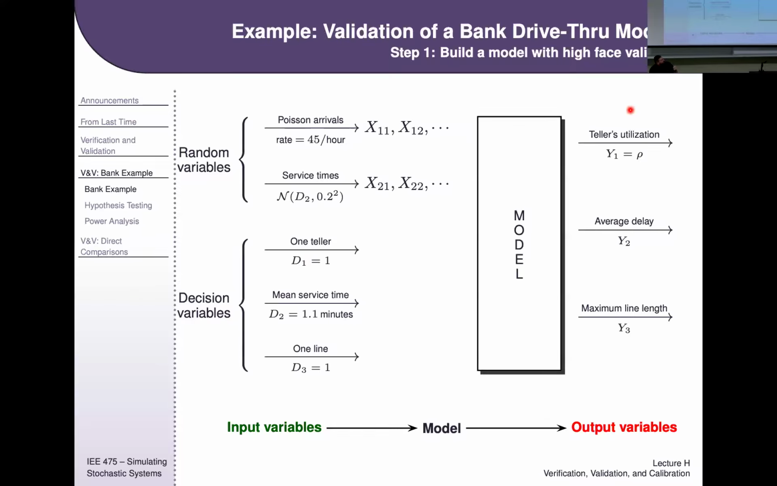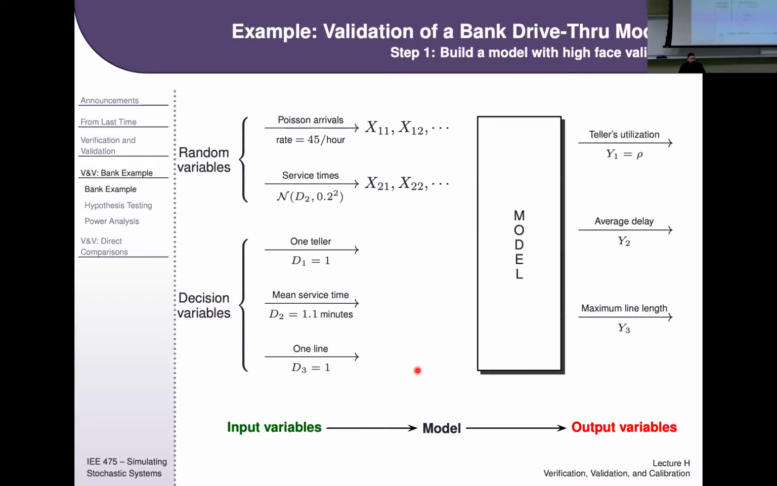And then my performance out here. These are the things that are the difference between one design and another and how well they're doing. So I've got the utilization: how often are the tellers being used? Is it 100% of their time? Are they sitting idle 50% of the time? The average delay, so how long does someone wait in the drive-through? And then the maximum line length. Over a day, what's the longest that bank's line got in that drive-through? So those are the things that I'm measuring there.